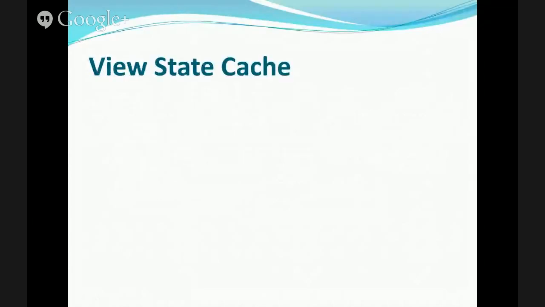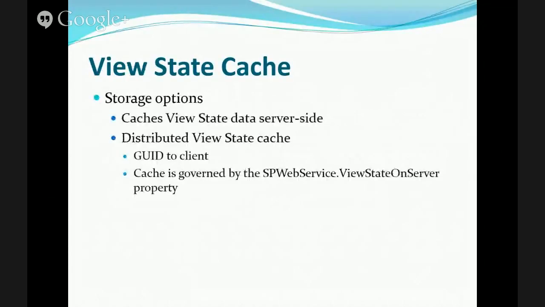Then you have view state caches. As I said, the view state is going to be stored on the server side, so in case you want to access the view state, you can access the cache. A GUID is given to the client, using which the client accesses the information. And we have a cache which is governed by a specific web service and a property. So this is a typical example.